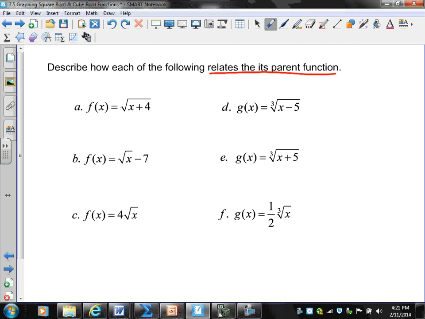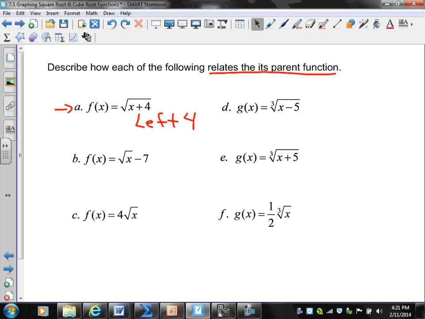So when I look at A here, I see this +4 happening inside, and that's all that's happening. So what does that do? Well, it's inside the function, so it's horizontal, which means it's the opposite of what it looks like. So this is actually going to go left 4 instead of what you might have thought was right 4.